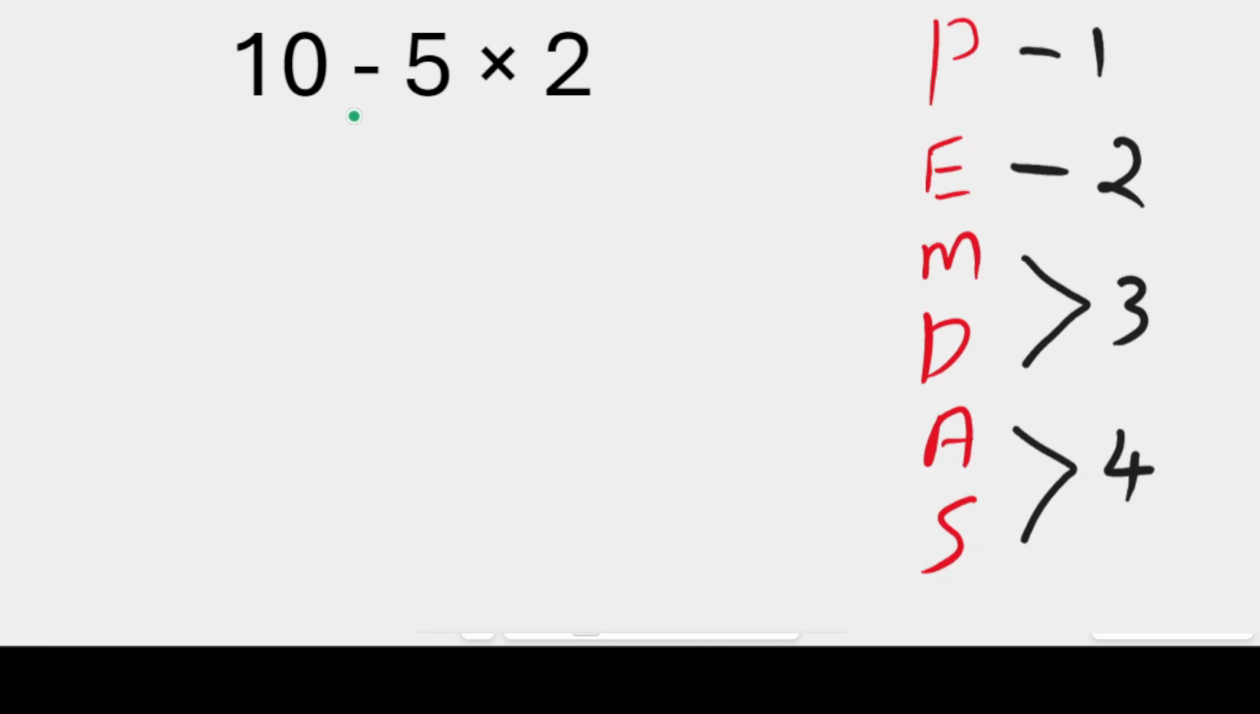Here you can see we have subtraction and multiplication. According to the PEMDAS rule, multiplication has higher priority than subtraction. So we have to calculate the multiplication first. So 5 into 2, we will get 10.